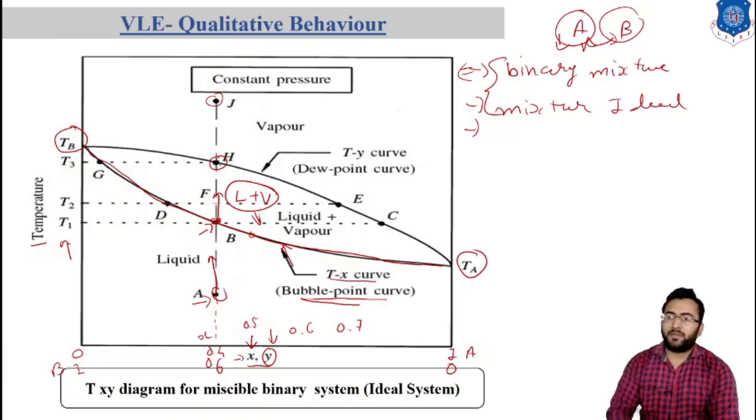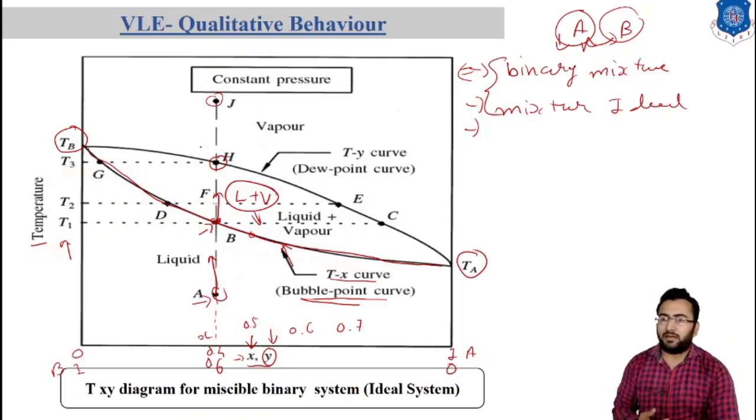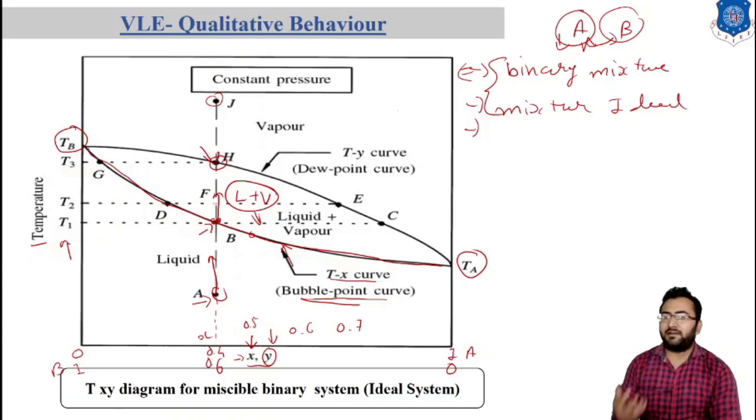When all the liquid is converted into vapor, or you can say the last drop of liquid is converted into vapor, that point is known as the dew point. Or in other words, the temperature at which the last drop of liquid is converted into vapor is known as the dew point temperature.